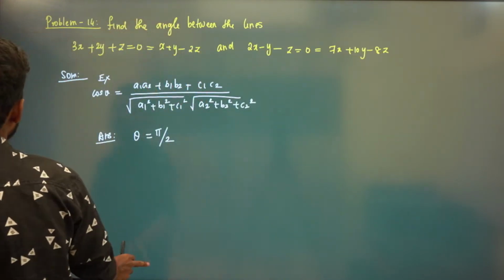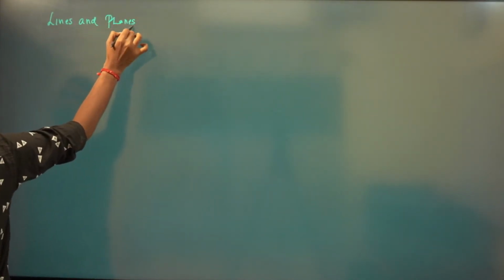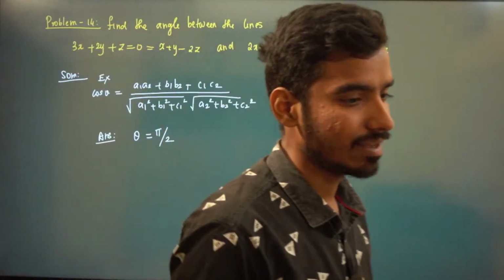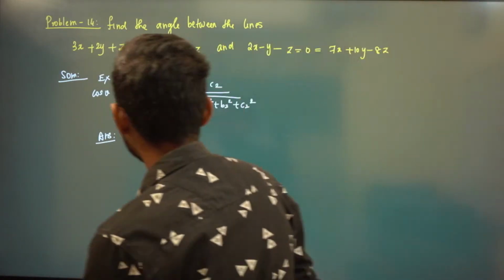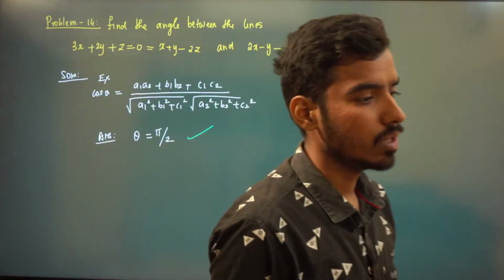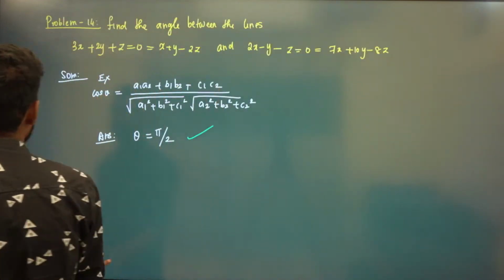So we're going to do some problems that combine lines and planes. Every problem here involves line as well as plane. You can do this problem, it's a very easy problem. You just solve for A1, B1, C1 and A2, B2, C2 using the previous problem and find the angle between them. You will get pi by 2 as the answer. We'll move on to problem number 15.